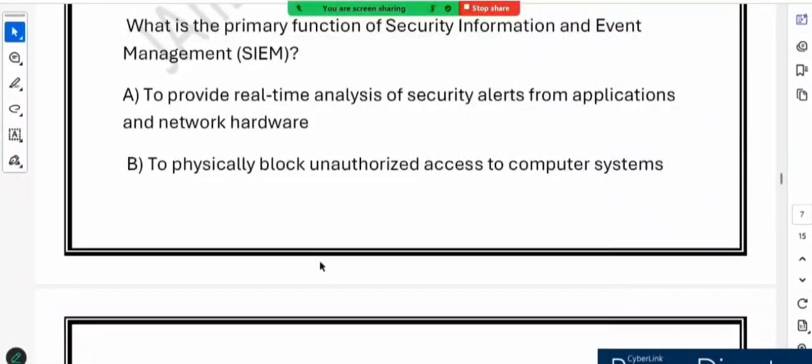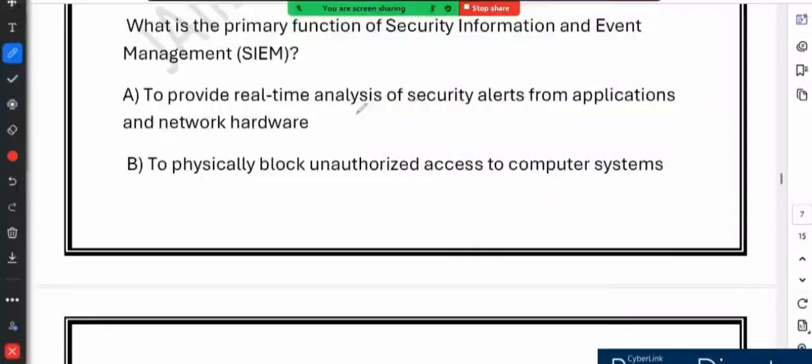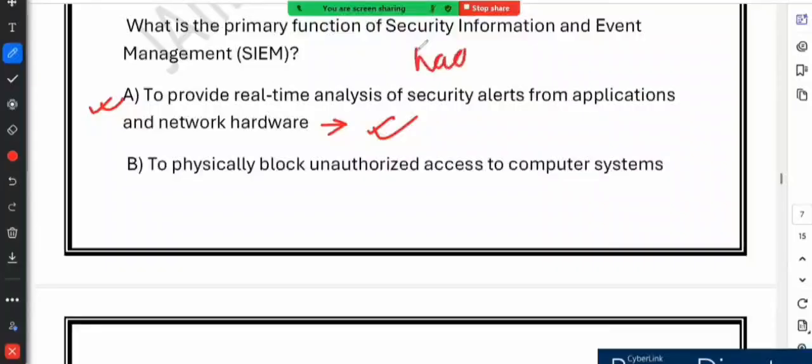What do you think? Option A says to provide real-time analysis of security alerts from applications and network hardware. This is the primary function of SIEM. It helps businesses monitor their IT systems, detect suspicious activity, and respond to cyber threats in real time. This is the correct answer. For example, you run a bank. If someone tries to hack into a customer account, SIEM detects this unusual activity and immediately alerts the security system. For example number 2, suppose a hacker tries to log into a company system multiple times using different passwords. SIEM identifies this as a brute force attack and blocks access.